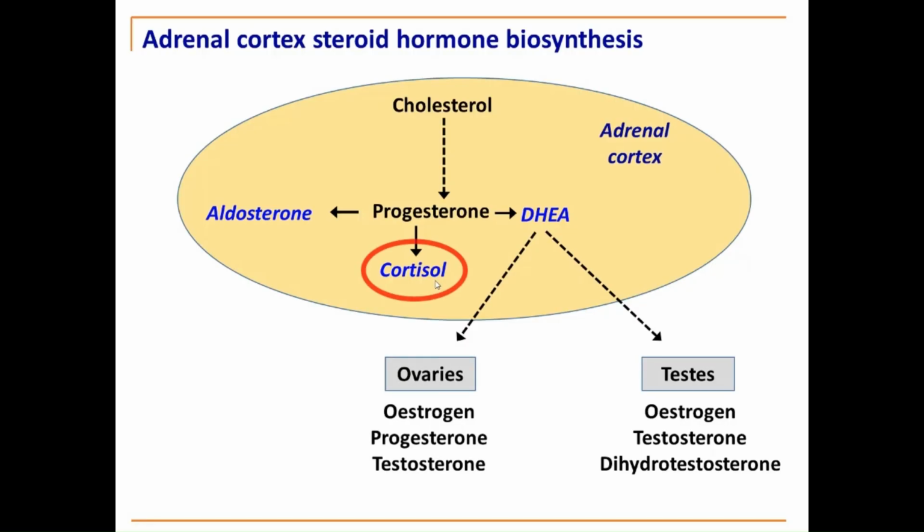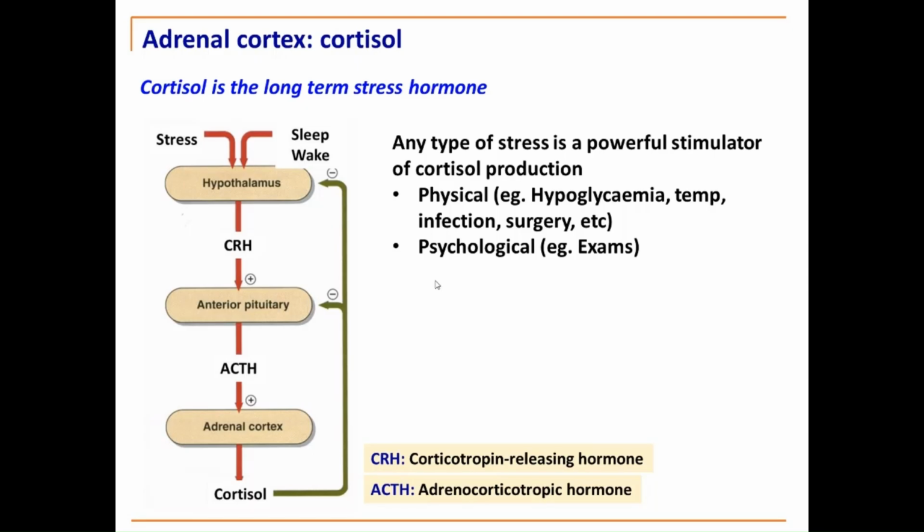And now we're going to be thinking about, right, what's the regulation of cortisol synthesis? So, as you already know, cortisol is the long-term stress hormone. And any type of stress is a powerful stimulator of cortisol production. Now, that might be physical, such as hypoglycemia, temperature changes, infections, surgeries. It might be psychological, so, for example, exams. These stresses all work at the level of the hypothalamus.